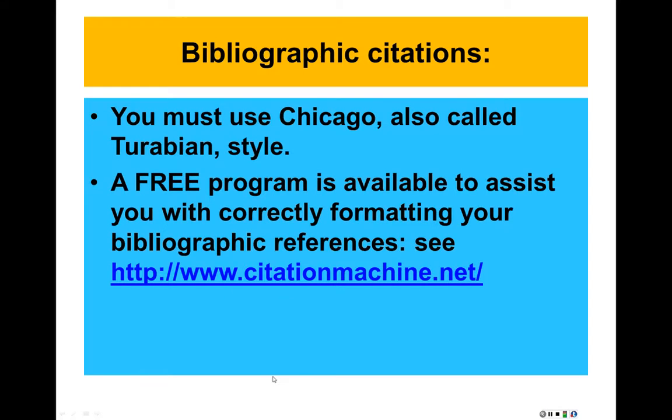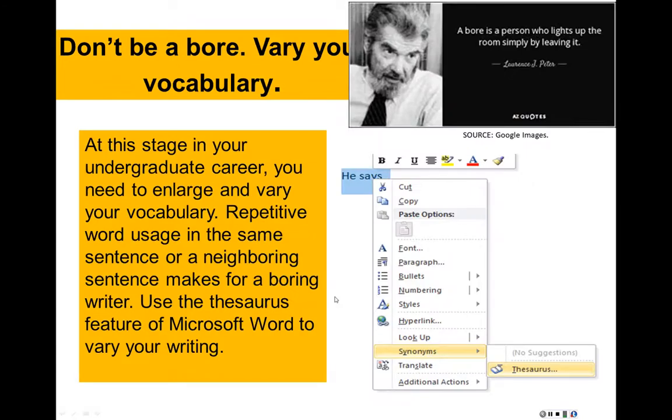Now, what I've just shown you is called Chicago style, also called Turabian style. It's what we use in history. It's what I expect you to use in this class, and I expect you to use all the essential parts in the correct order. A free program is available to assist you with correctly formatting your bibliographic references. This is a really cool site. I strongly suggest that you use it to help you out.